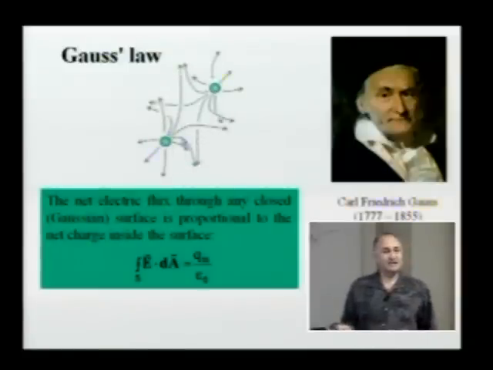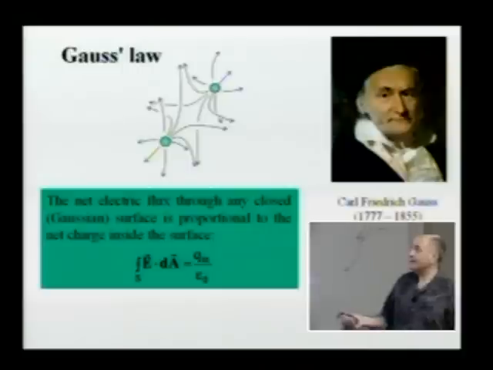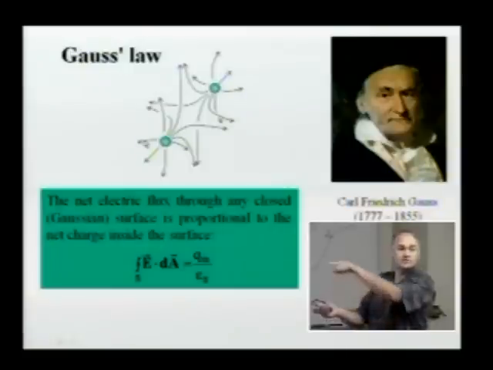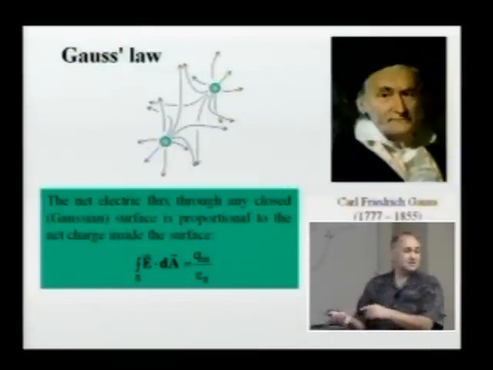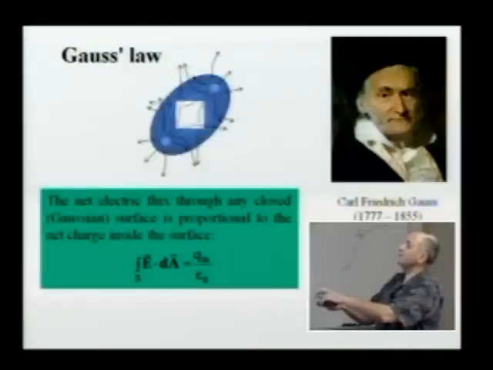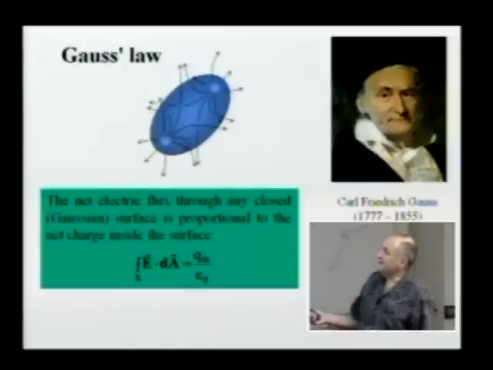I represented now the field using what? These lines are referred to as electric field lines, right? So for example, at this point, the direction of electric field would be in which direction? To the left, right? Electric field lines represent that it's to the left. And now I will pick a Gaussian surface. So it's an ellipsoid. And those two particles are inside.